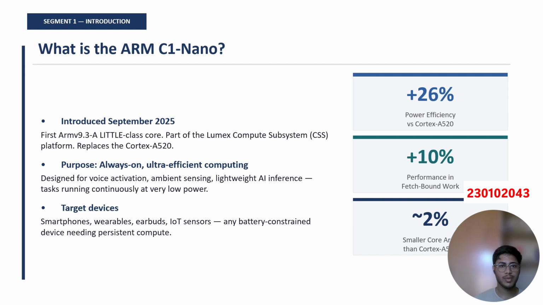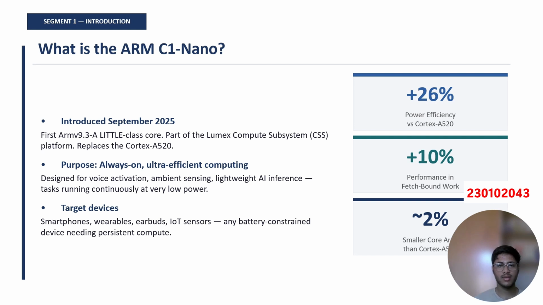Now, the purpose of the chip is always-on and ultra-efficient computing. It is designed for activation by voice, ambient sensing, and lightweight AI inference. Tasks that run continuously at very low power. That is exactly what the C1 Nano is built for. And the target devices are smartphones, wearables, earbuds, IoT sensors, anything battery powered that needs persistent compute.